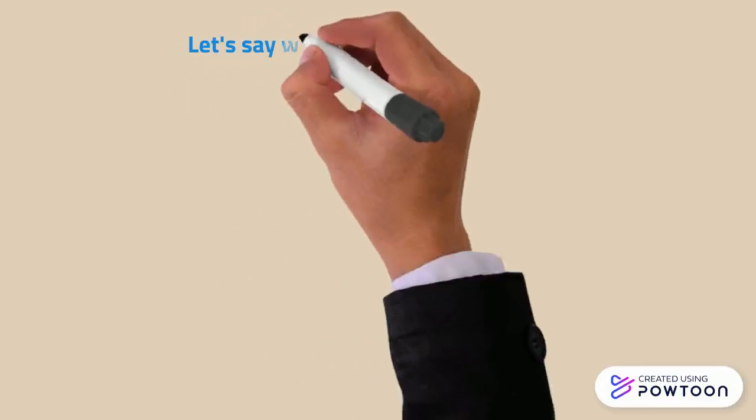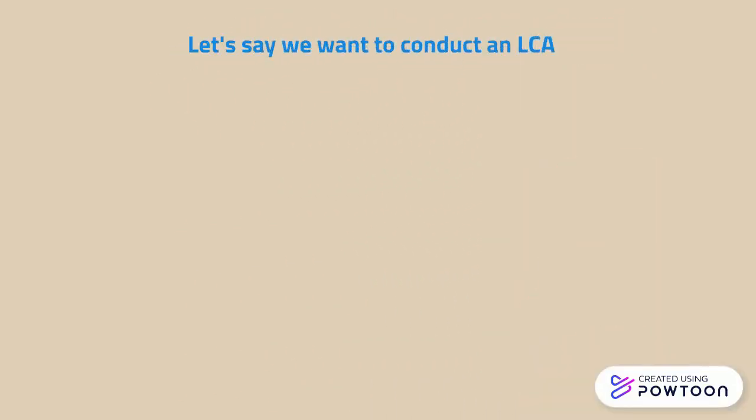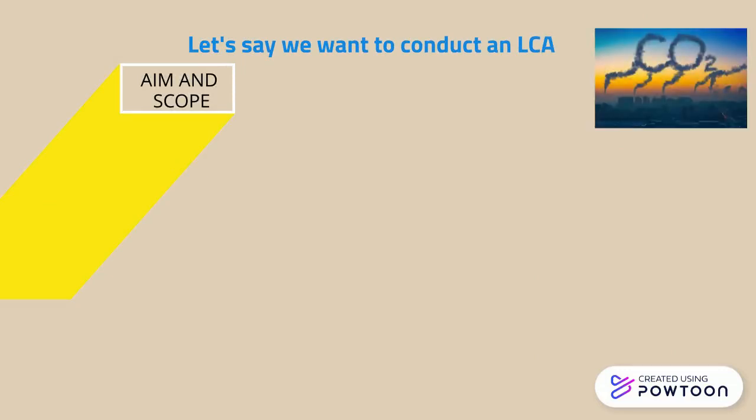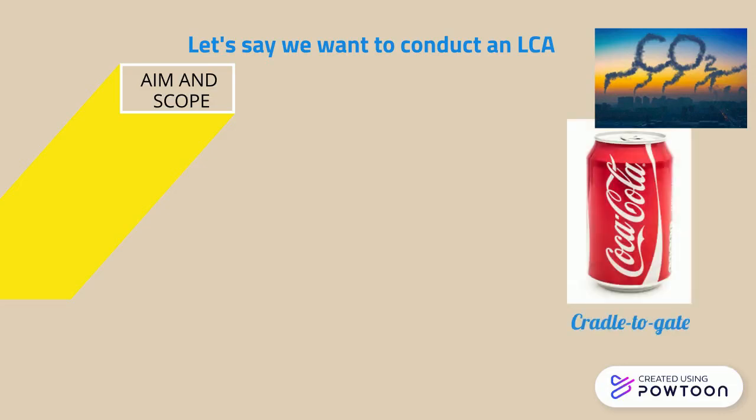So let's say we want to conduct an LCA. There are 4 steps to the methodology. First, we would need to define our aim and scope. Suppose that we want to determine the CO2 emissions released in a cradle-to-gate life cycle of one Coca-Cola can.